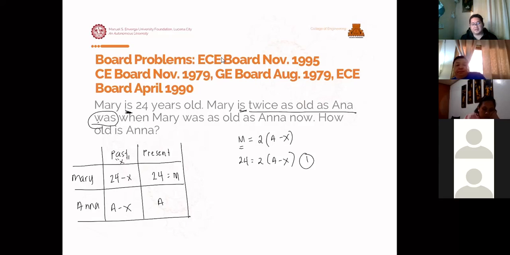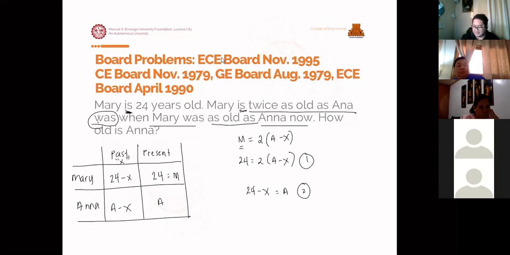Tapos yung second statement niya, when Mary was as old as Anna now. Mary was, ibig sabihin, past ni Mary, so 24 minus X, as old as, so parang in-equate niya dun sa age ni Anna now. Yung age ni Anna now is A, no? So ito yung second equation natin. Ang tinatanong ngayon, how old is Anna? Okay? So based from these two equations, kakalculate natin ngayon yung present age ni Anna.